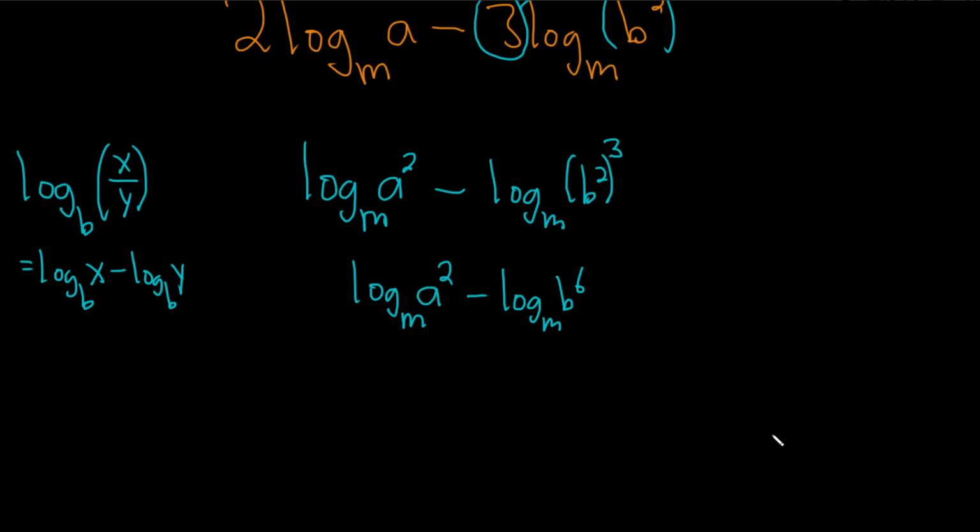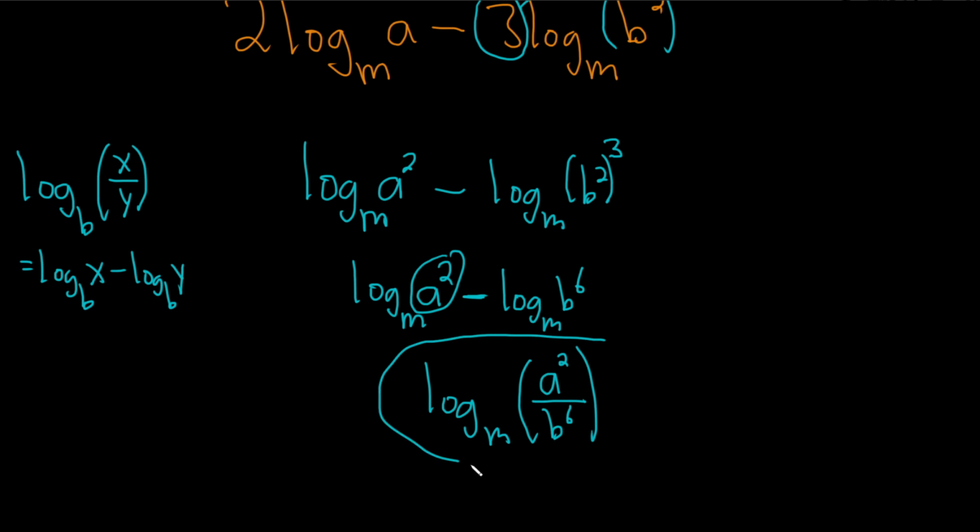All right. So now we can go ahead and perform the division. This is log base m, right? Using this formula here, it'll be log of the top part, so a squared, divided by the bottom part, so b to the 6. And so that would be the final answer.